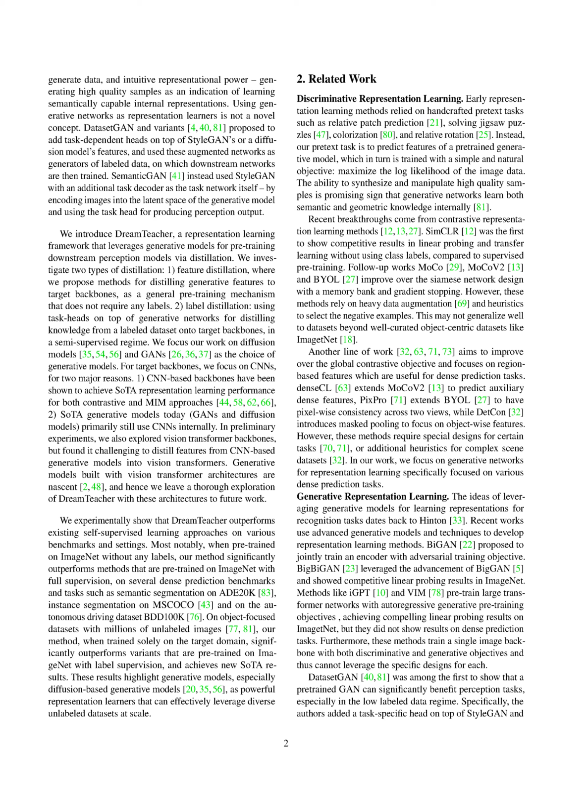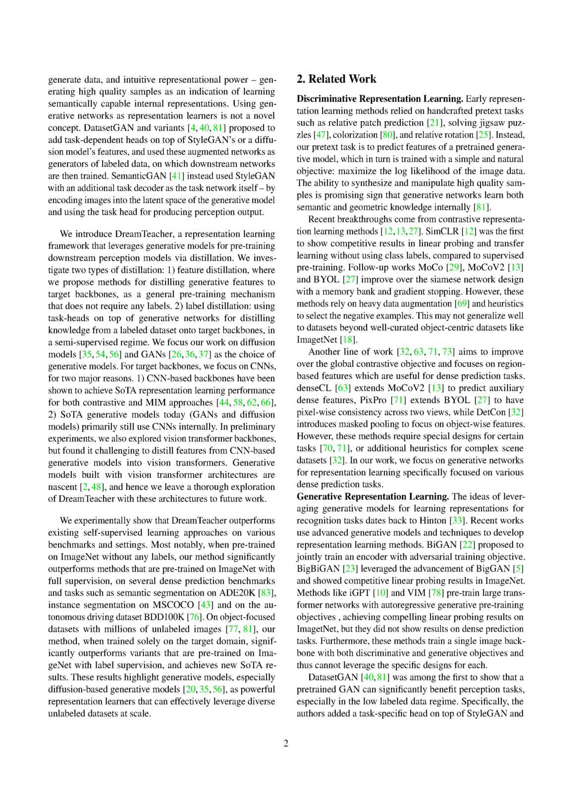In this paper, we advocate for the use of generative models as representation learners due to their simple objective, to generate data, and their intuitive representational power, which is demonstrated by their ability to generate high-quality samples, indicating they have learned semantically capable internal representations. The idea of using generative networks as representation learners isn't new. DatasetGAN and its variants proposed adding task-dependent heads on top of StyleGANs or a diffusion model's features. These augmented networks were then used as generators of labeled data, which were used to train downstream networks. SemanticGAN, on the other hand, used StyleGAN with an additional task decoder as the task network itself.